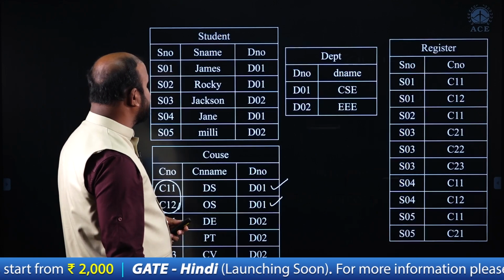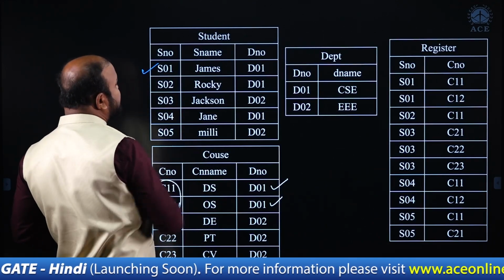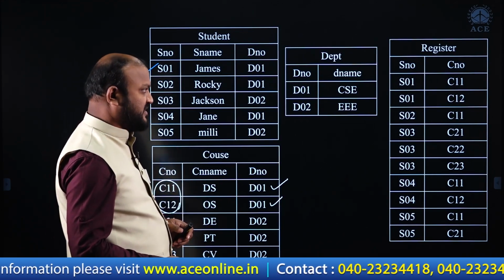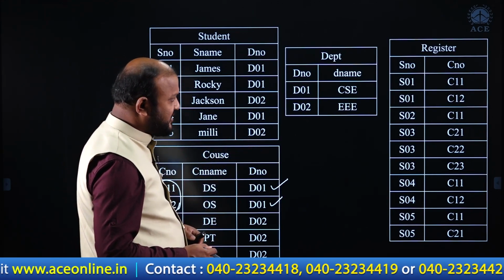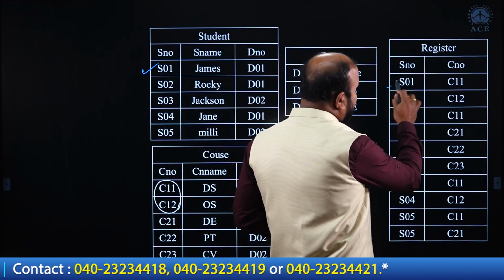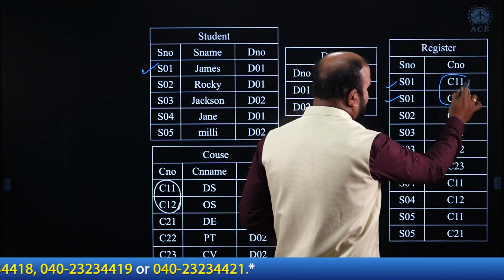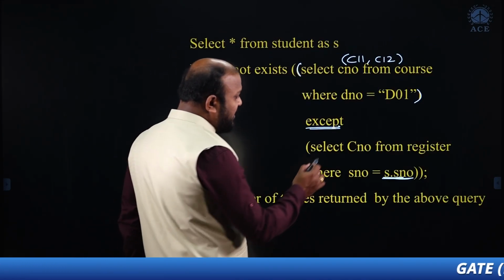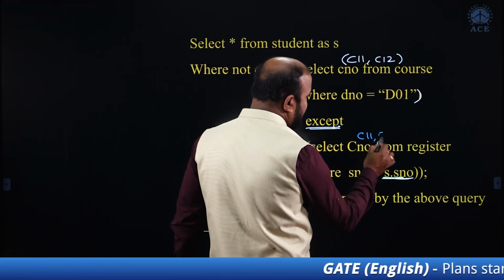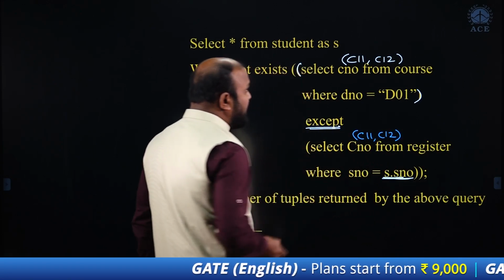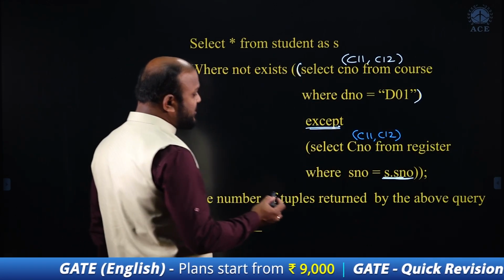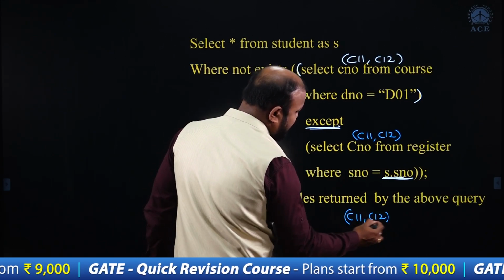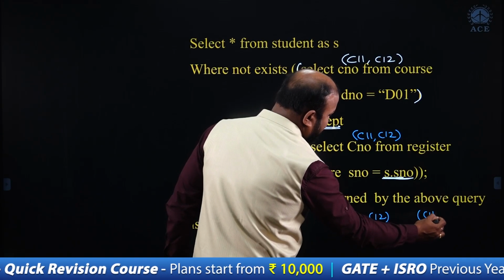For the first student, S01, we have to see which courses student S01 registered. Those course numbers you can see in the registration table. S01 registered for C11 and C12 courses. So the inner query is going to give the course numbers C11, C12. Now, what is the first query output? The first query output is C11, C12, and the second query output is also C11, C12.